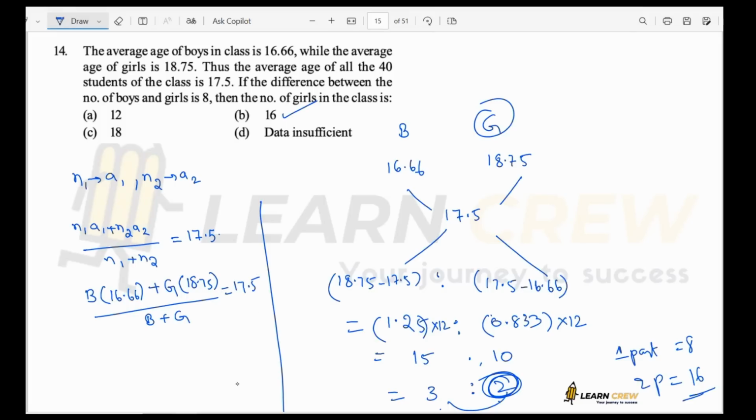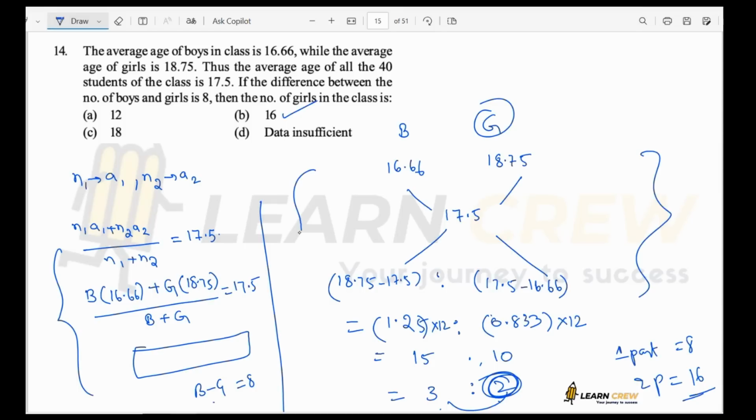You have to simplify this. Is it a big headache or not? Dealing more with the decimals. Here you will get one equation in B and G, and the other equation you already have. The difference between the boys and girls is 8. So here you have to write B minus G as 8. Whether it is B minus G or G minus B, you don't know. That's the reason I'm going this way. It is easy. Simply the ratio you will get.